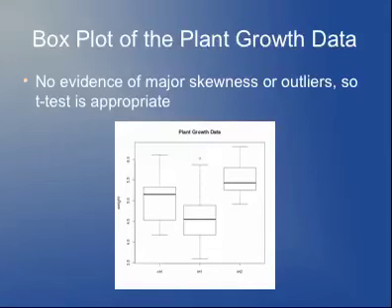And we don't see any major problems with skewness or outliers. Using the 1.5 IQR criteria, there was a very mild one there, but it's nothing that jumps off the page at us, so we conclude it's probably safe to use the t-test despite the relatively small sample size.